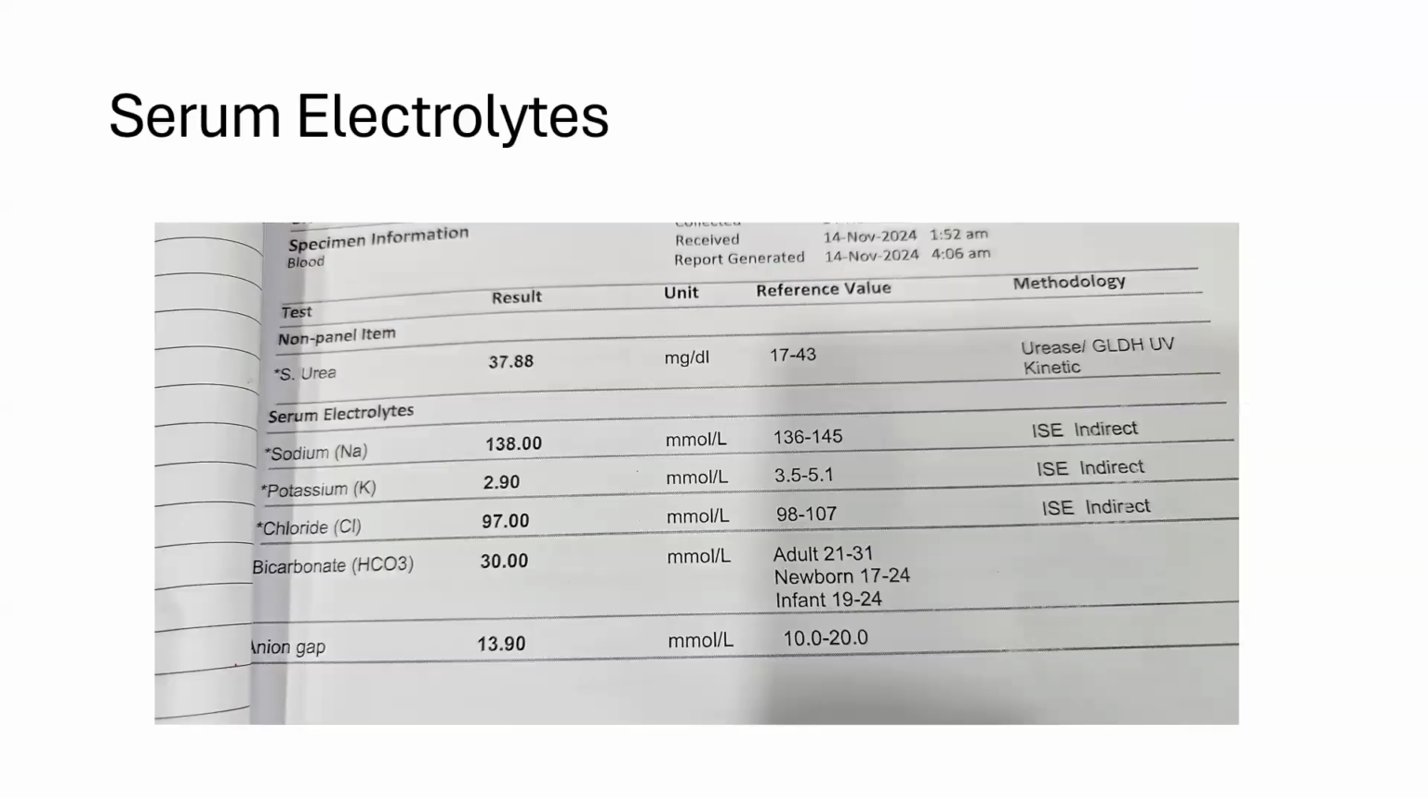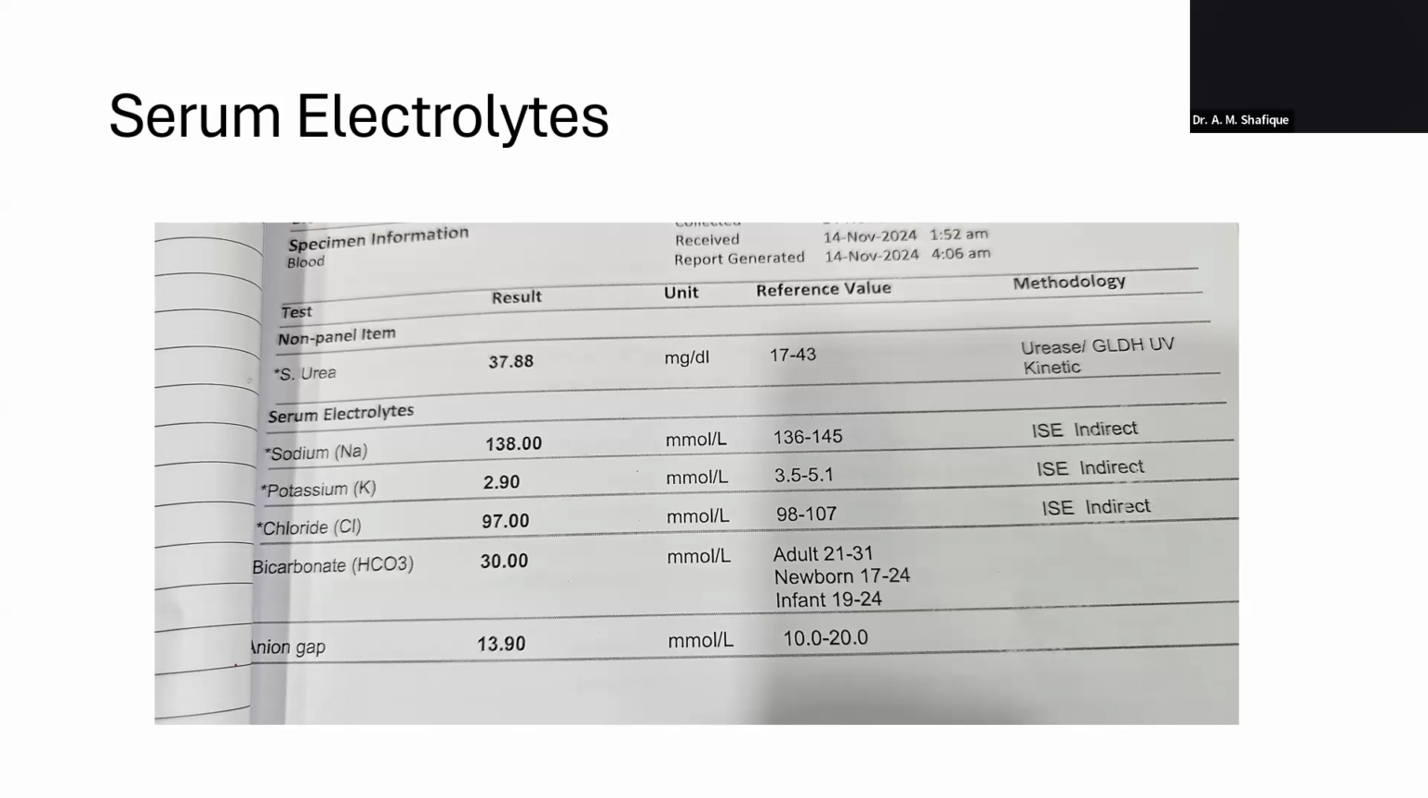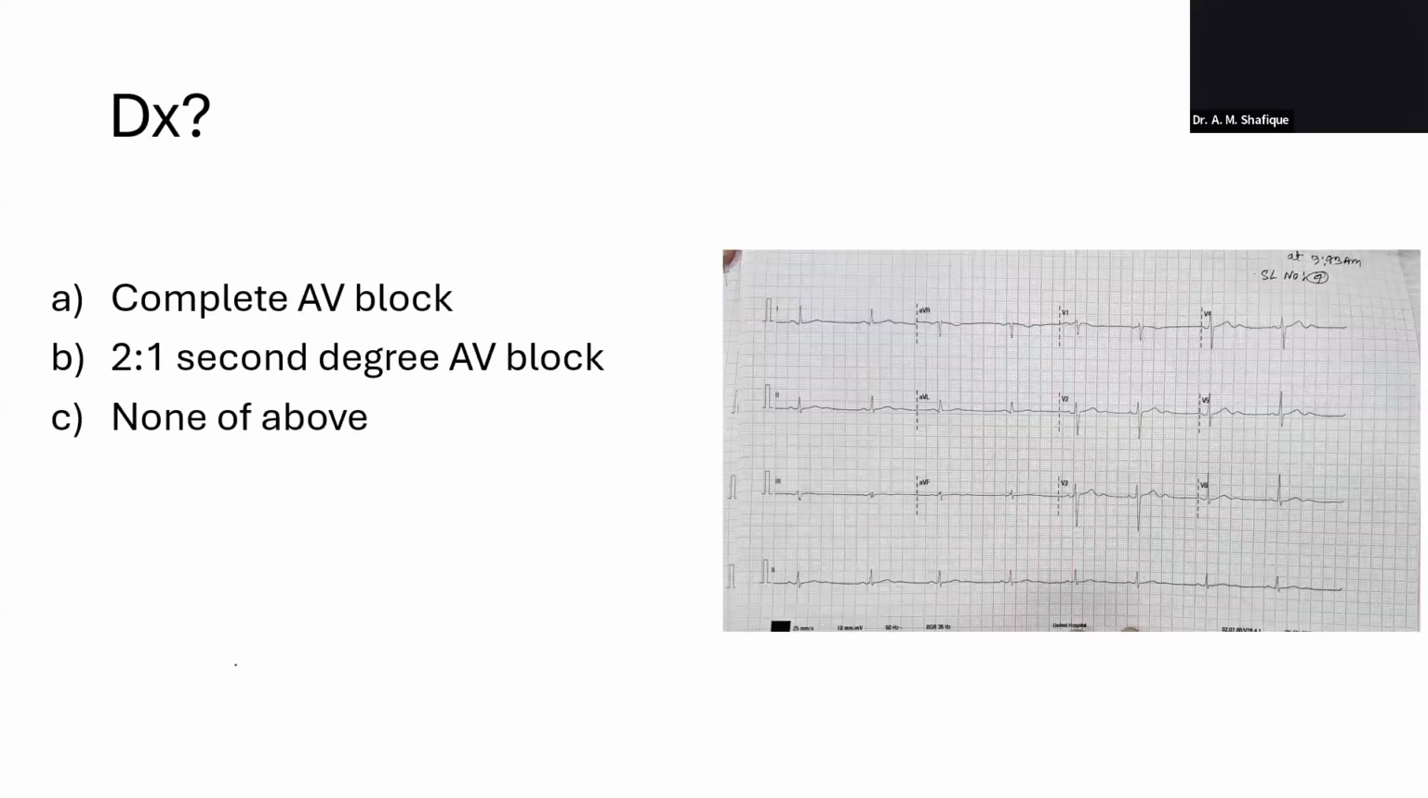Potassium was 2.90. The potassium correction had already been started. How was calcium? Calcium level, I did not see, they did not do the calcium level, but I got the potassium level 2.9. So I asked them to correct the potassium. Then I did not give any medications for bradycardia because the bradycardia was not that significant.